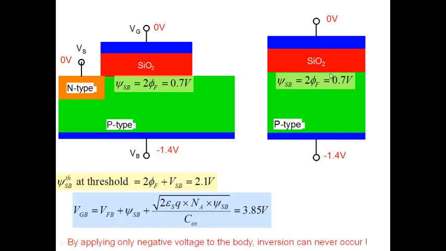In this case, if you make it 0, you can apply a sufficiently large negative voltage and you create inversion. In this case, you will never create inversion if you apply simply negative voltage. All right, it just follows from here. If you apply a negative voltage here, you will never achieve 2 phi f plus VSB. That condition will never occur. Just look at this condition.